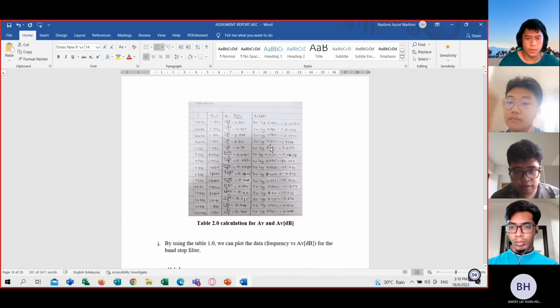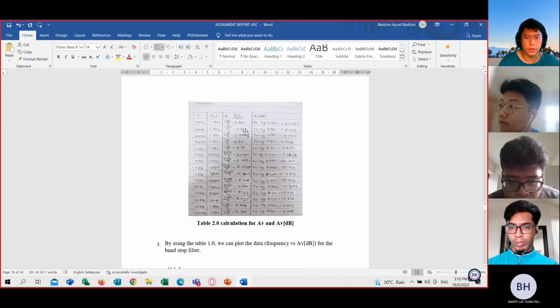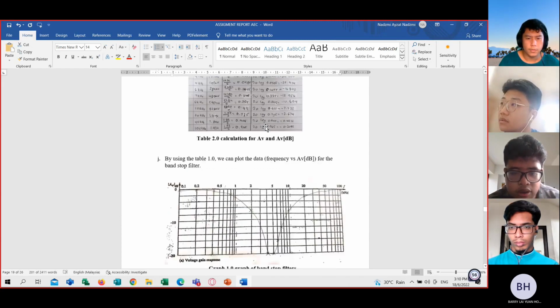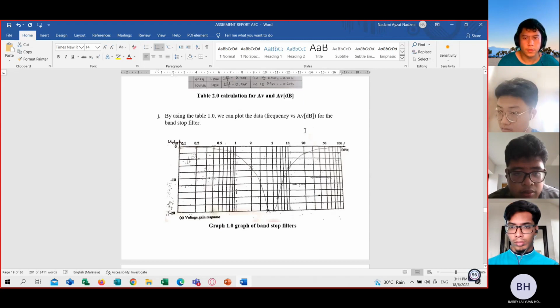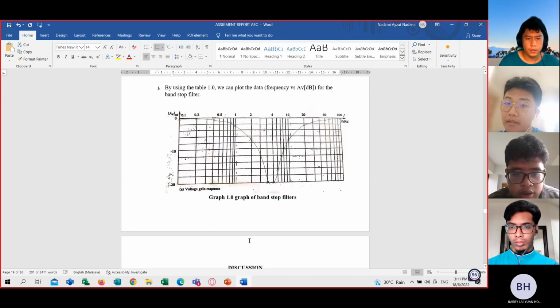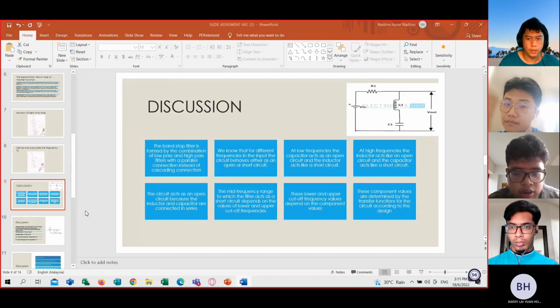And next, for the table of calculations, this is the table for both AV and AV in dB. By using Table 1.0, we can plot the diagram of frequency versus AV in dB for the band stop filter. Next is my partner for the discussion.